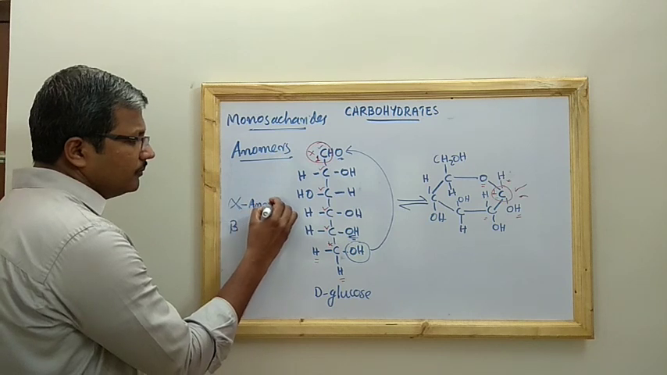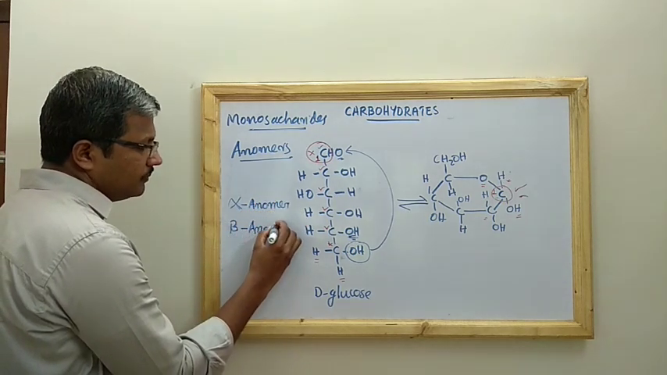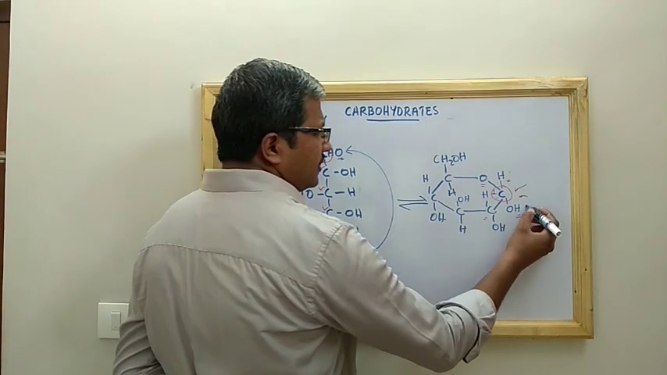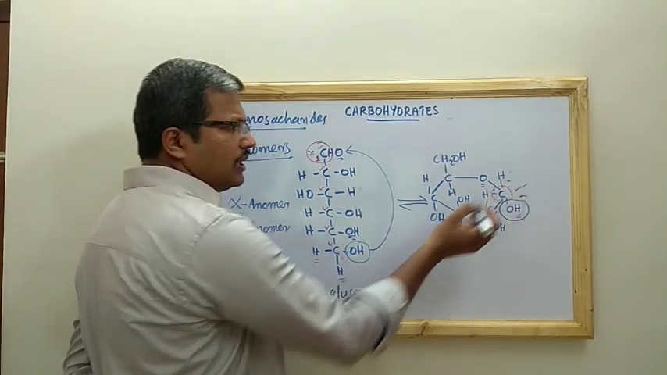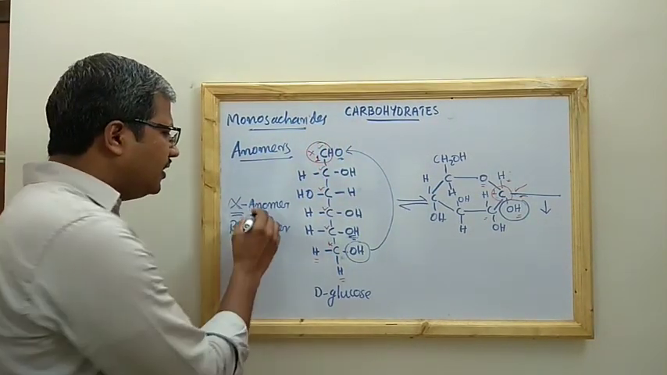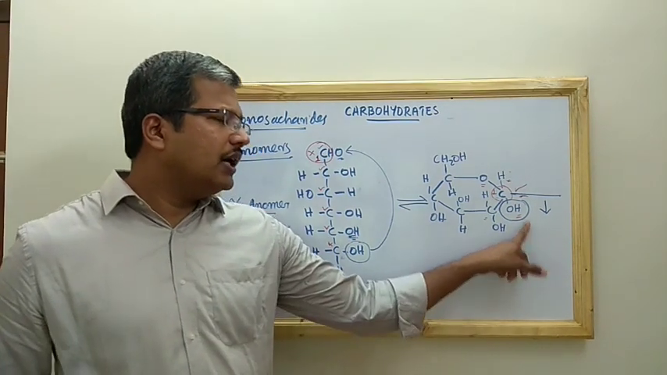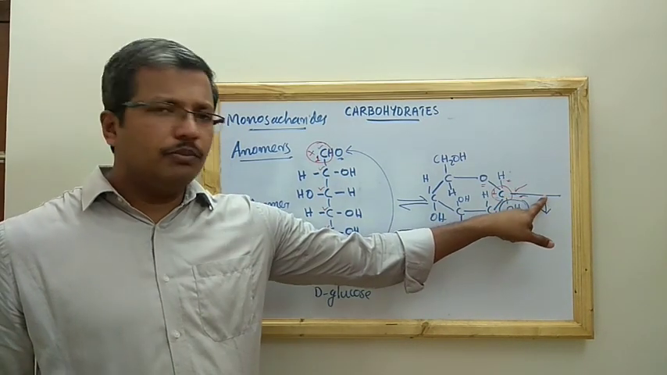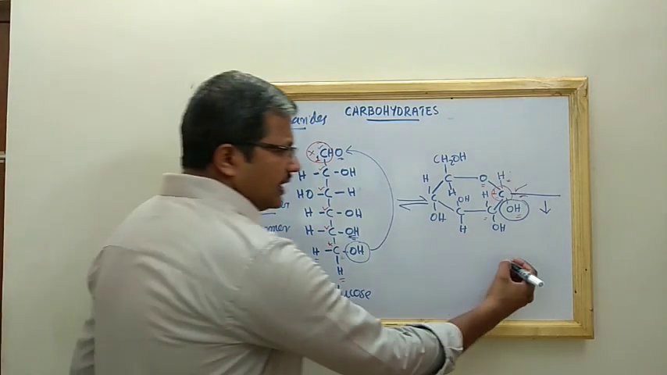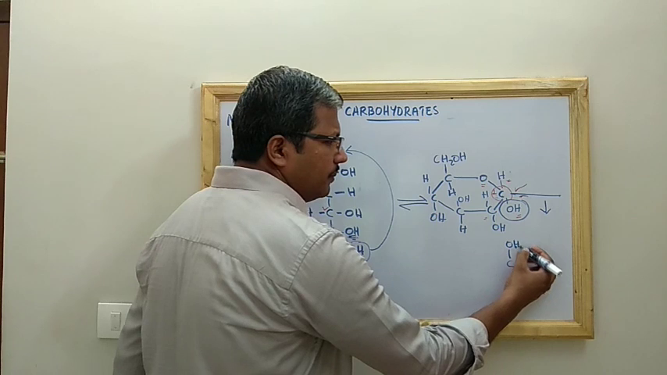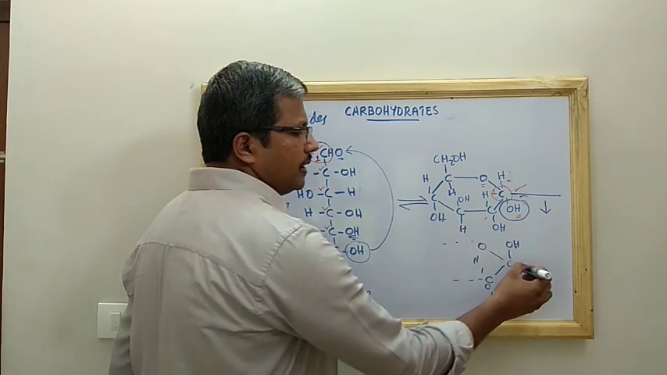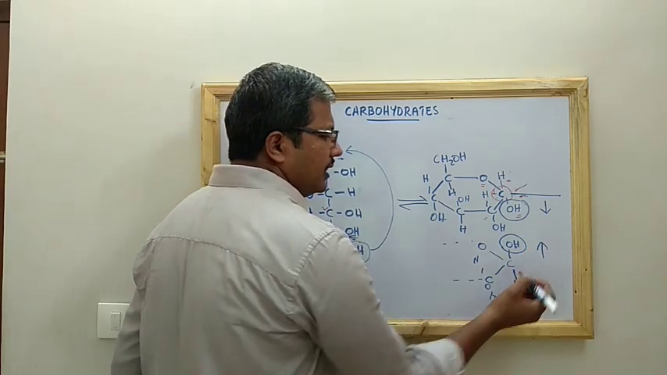So alpha anomer and beta anomer. So what is meant by alpha anomer? If the OH group attached to the anomeric carbon is below the plane of the molecule, then it will be known as the alpha anomer. So we can just say that the hydroxyl group attached to the anomeric carbon is below the plane of the molecule, then it will be known as the alpha anomer. And what is actually meant by the beta anomer? The opposite. If that asymmetric carbon hydroxyl group is above the plane of the molecule, then it will be known as the beta anomer. Okay, so now we can see that OH is above the plane of the molecule, then it will be beta anomer.